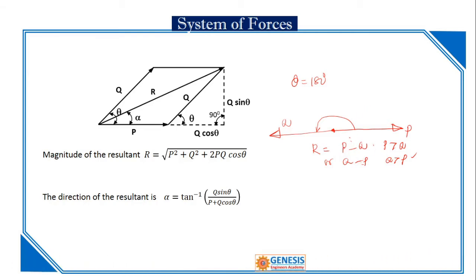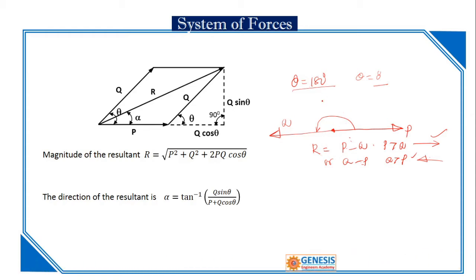In the first case, the resultant is in the rightward direction. In this case, the resultant is in the leftward direction. This is rightward direction. Okay. So that is the case if the angle between them is 180, and if the angle between them is 0, we have discussed, both forces are in the same direction.